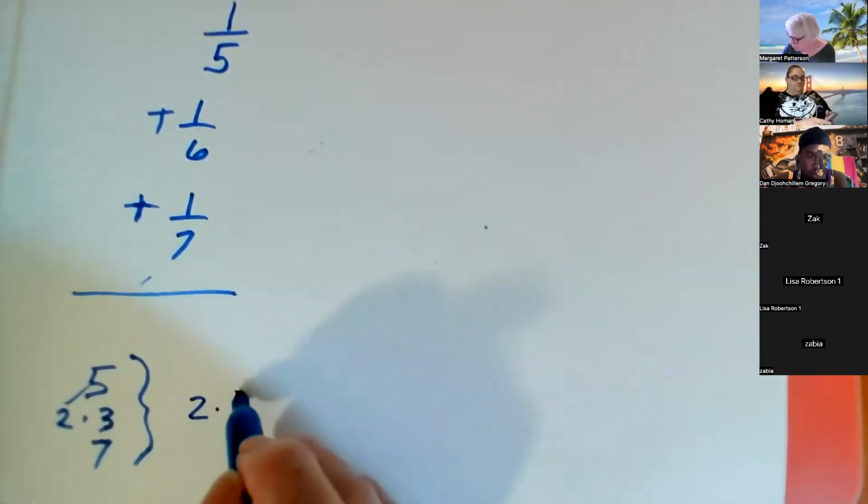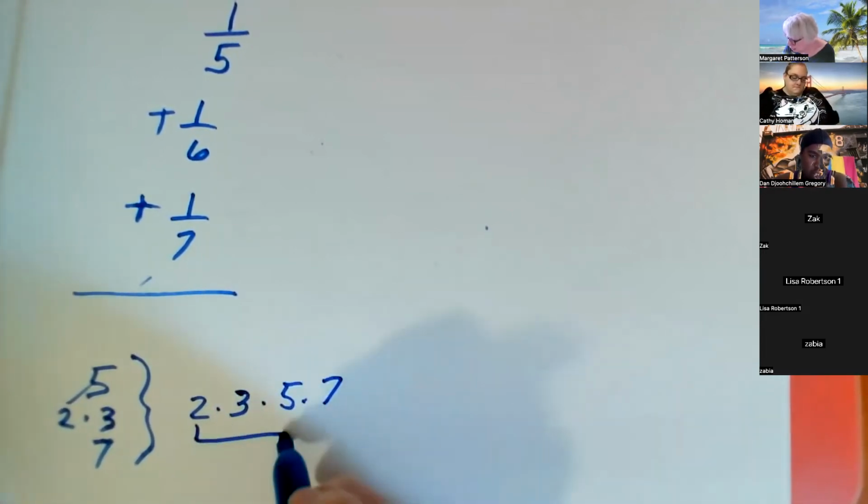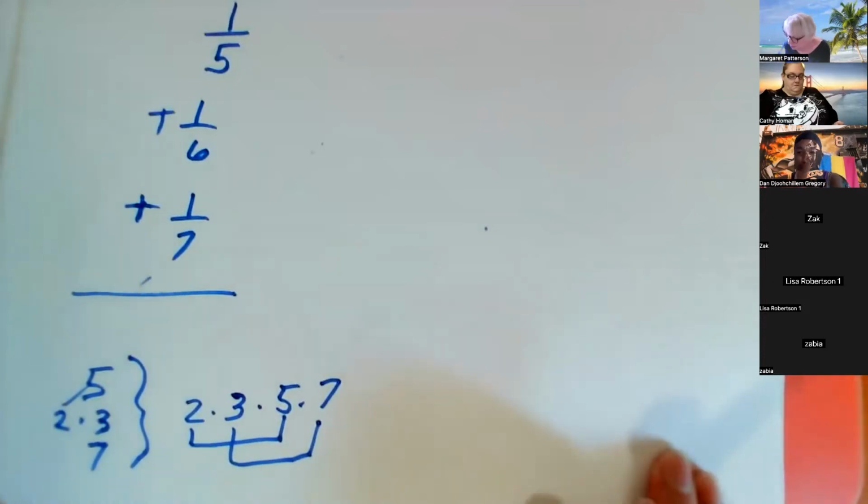2 times 3 times 5 times 7. We did this earlier. Remember? See how lazy I am? Wait, do that one more time. Do a different problem. I need to see that one more time.